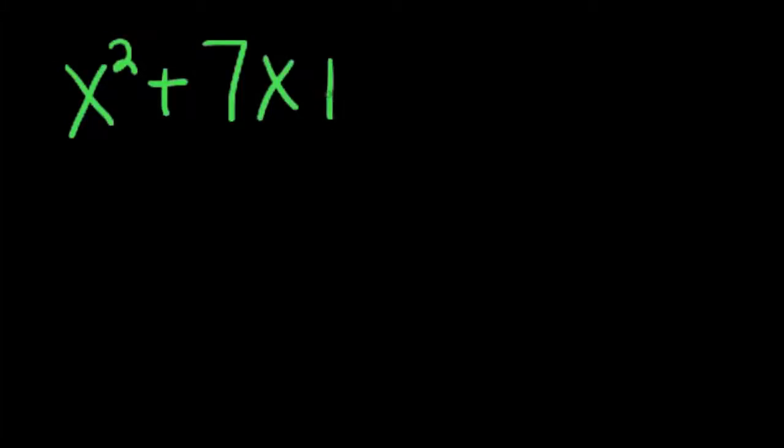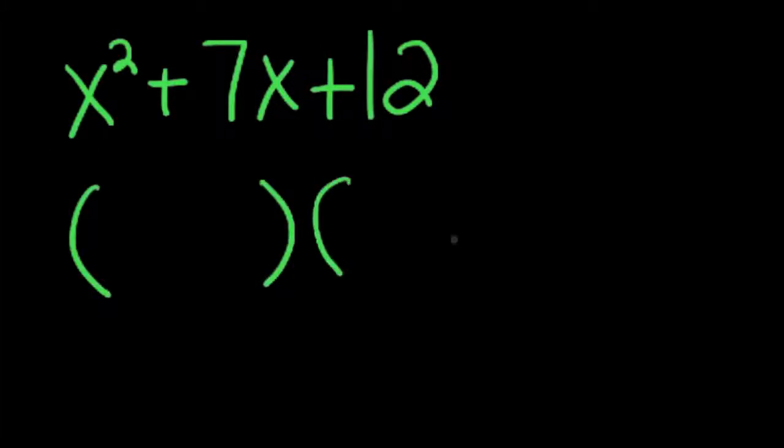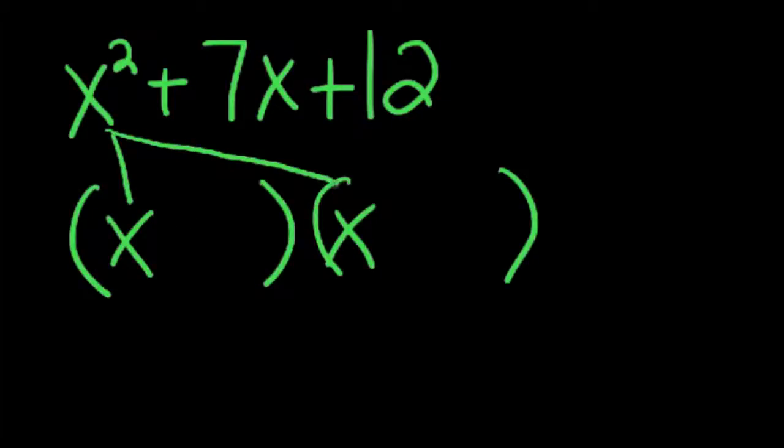Now let's factor. We'll go from our equation x squared plus 7x plus 12 to the factored form. The factored form is multiplying two expressions, which is the simplest form. Now the first thing you want to do is insert x's as your placeholders for your first terms. The x times x equals x squared.